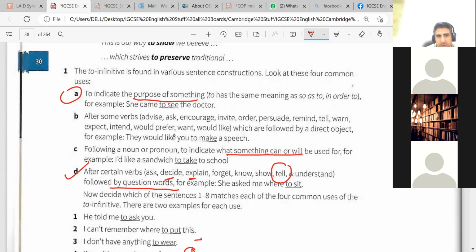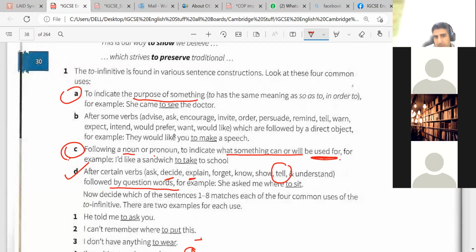Yes, after some verbs, advise, and so on. Then what about C? Following a noun or a pronoun to indicate what something can or will be used for. So here, I would like something to drink. Something for what? How can I use the something? To drink. I need something to drink. So the main purpose here, what? The right one, C, not B.